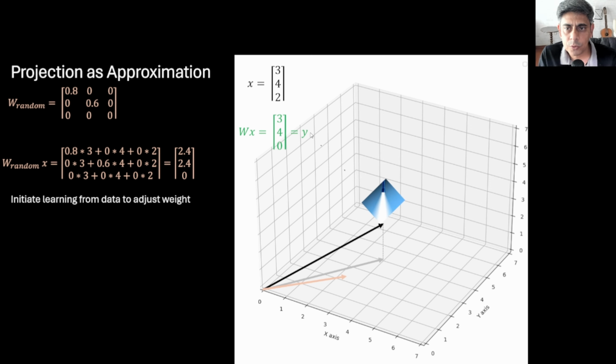Because the Y is known, it will help you to discover what should be the weight. How do I adjust so that this orange color will shift to the gray color? This is the learning. When you say learning from the data, it is learning the weights of the matrix so that the transformation can be properly done. It can be aligned with this projection.